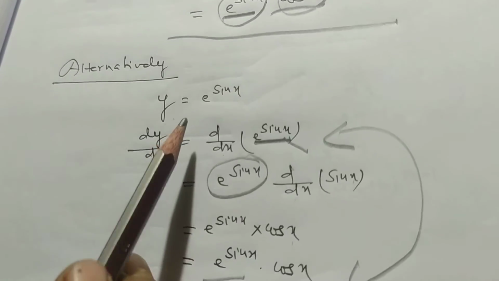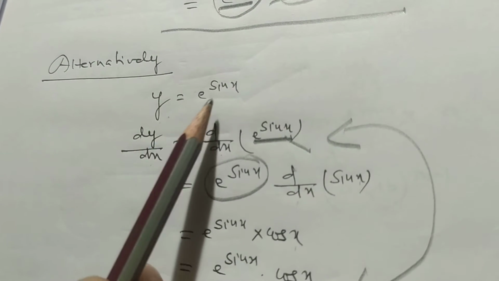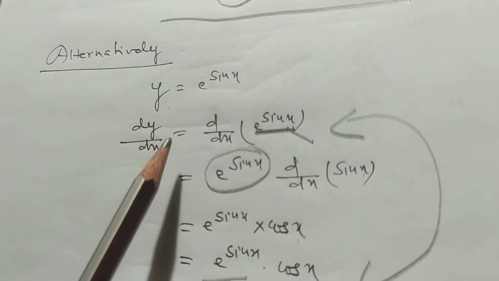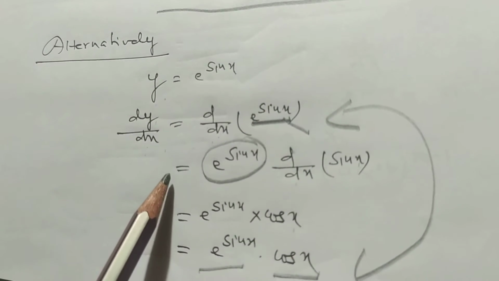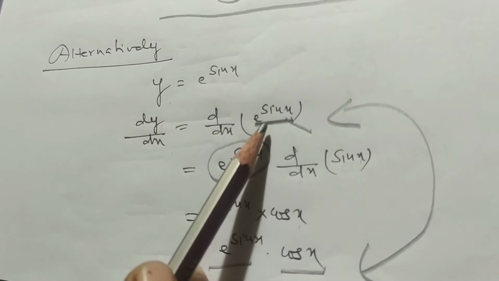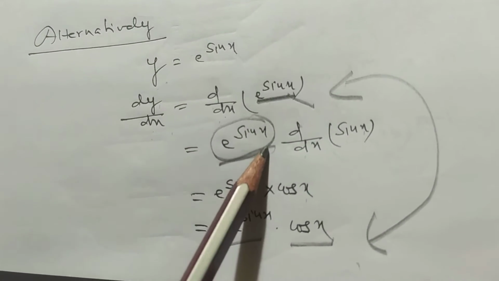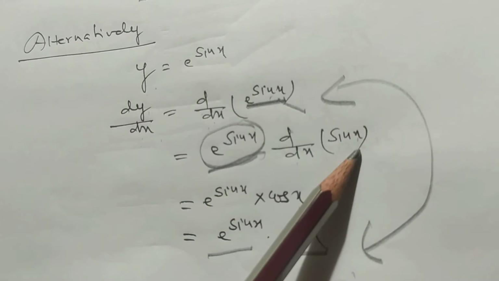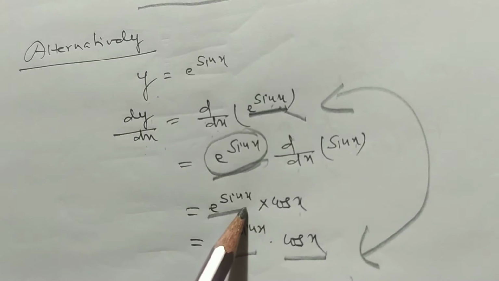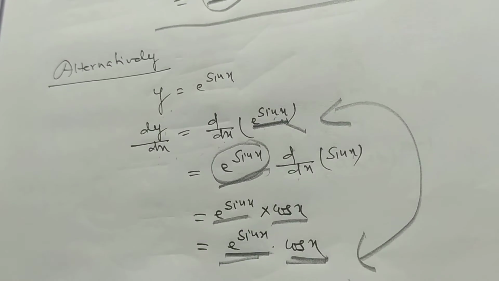Now alternatively, we can solve this problem in this way. y is equal to e to the power sin x. So dy by dx is equal to d by dx of e to the power sin x. And we know the differentiation of e to the power x is e to the power x. Now we differentiate the power, d by dx of sin x. So it is e to the power sin x into cos x.